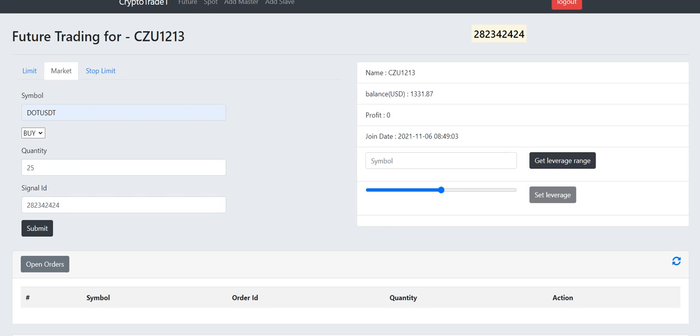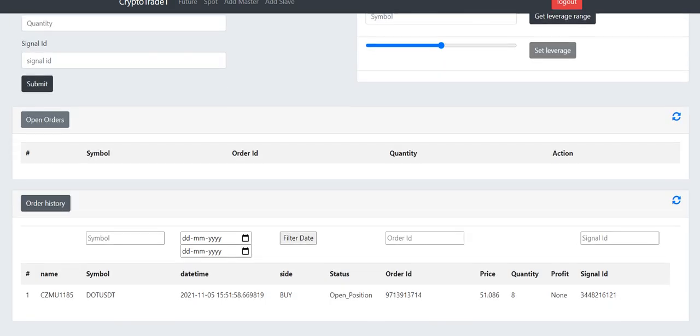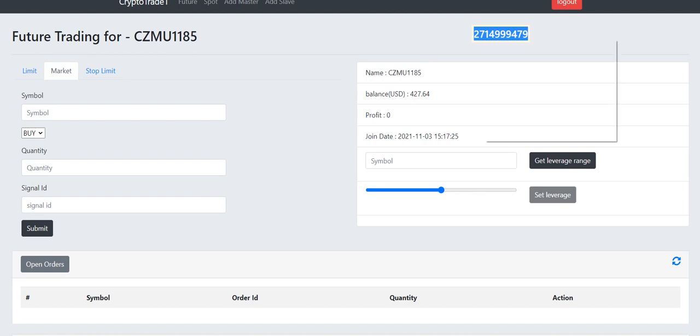And this is another position we wanted to take. So 25 quantities for CZU1213 we are taking, where the balance is 1331. We are taking small quantities so that their capital is not at risk, and we are able to close the trades on the profitable side only. So this is the trading and each and every detail for the client's account we are doing, and we are hoping that ultimately .usdt will give a bumper profit to the client.